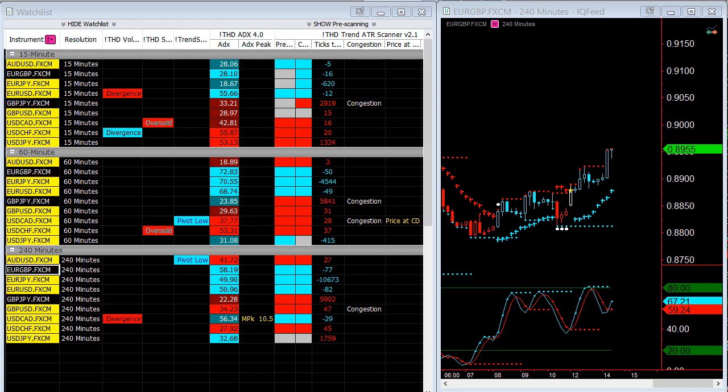It's Gail with Traders Help Desk, and this morning I just wanted to go over a couple of patterns that I'm looking at to develop this week, and several of them are on the Euro US dollar.